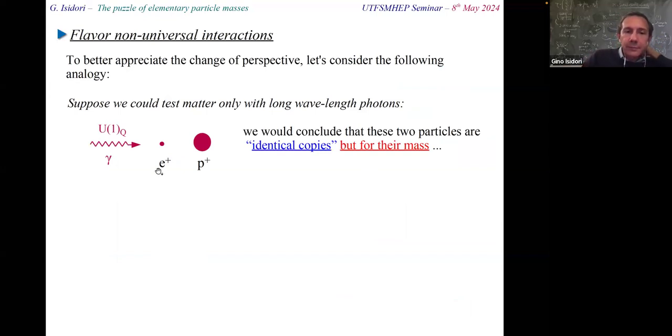So consider the electron, actually the positron, and the proton. Suppose you can probe them only with a very low energy, long range photon. If the photon is long range and does not see the proton radius, you would say, well, we have two particles which are identical but for their mass, right? Then, of course, when you go to high energy, you understand that the proton is completely different from the electron. They are not identical particles. They are very different. But the low energy photons see them as equal, with exactly the same structure, because the only thing that matters is the charge.